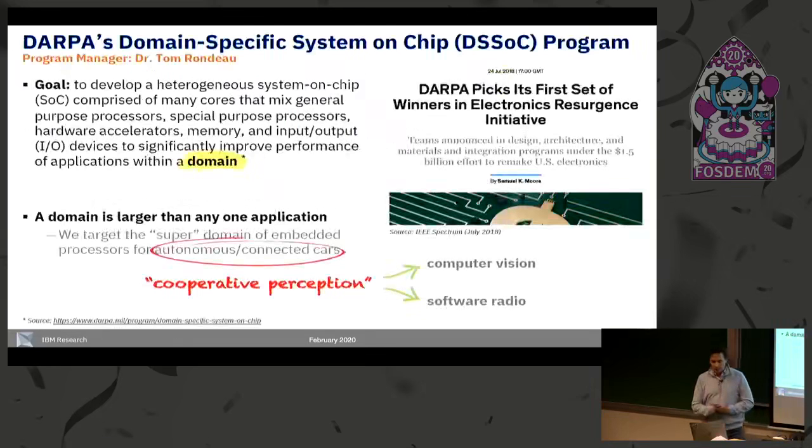So let's start saying that in 2018, DARPA started this program called Domain-Specific System on a Chip, the DSSoC, right? Whose ultimate goal is to develop a methodology that allows us to build heterogeneous chips very fast for an application domain of interest. In this case, when we say a domain, it's not just a single application, it's more than that. Actually, we talk about the superdomain of embedded processors for autonomous connected cars in our specific EPOCS project. More specifically, we say that that application is for cooperative perception, including elements that come from the domain of computer vision as well as software-defined radio. This is why we talk about a domain and not one single application.